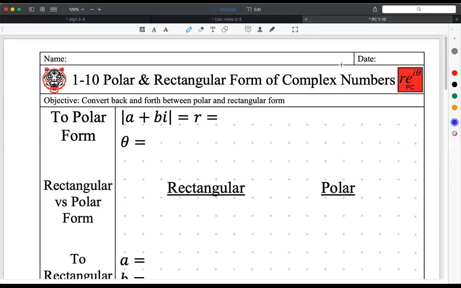You're in Precalculus lesson 1-10, polar and rectangular form of complex numbers. Today's date is Friday, September 18th, 2020.